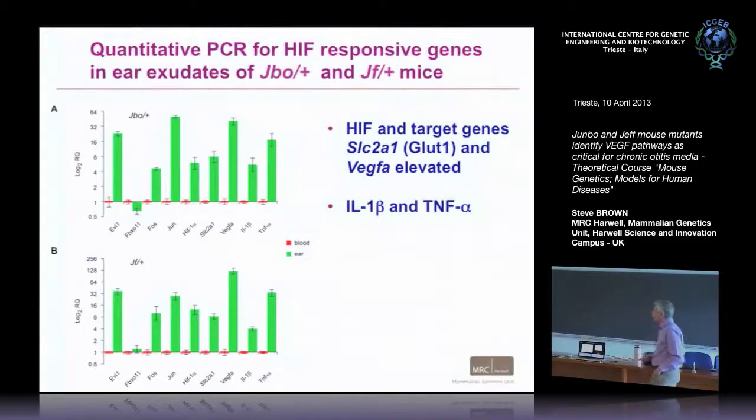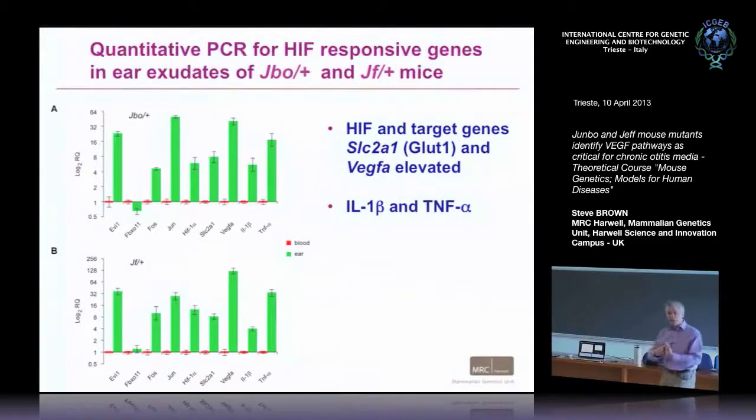So in fact, if we look using PCR for HIF responsive genes in the ear exudates of both Junbo and Jeff mice, you can see that many of the genes that are regulated by HIF itself, but also target genes such as GLUT1 and VEGF alpha, are all elevated significantly in the exudates of these two mutant mice. And in addition, we have inflammatory cytokines like IL-1 beta and TNF alpha. They're also upregulated as well.